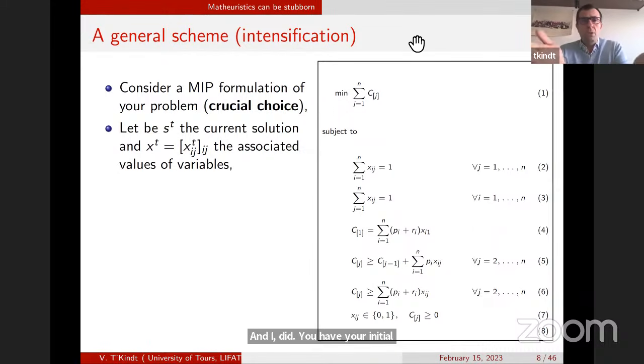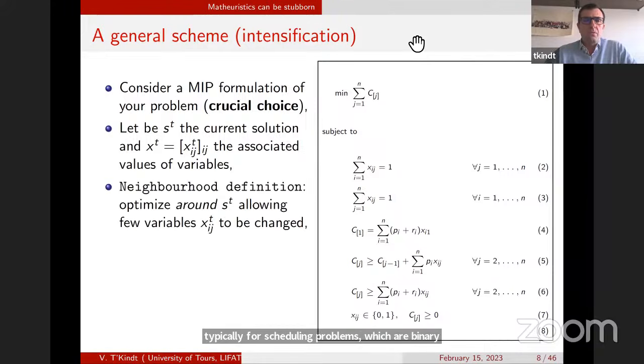And you have your initial iteration and your initial solution. At a given iteration, you have solution ST. To ST, we associate the variables xt, which, typically for scheduling problems, are binary variables. And from these variables, you have to define the notion of neighborhood. And finally, what you would like to do is to optimize around ST, allowing a few variables xig to be changed. And you measure the number of changes in terms of these binary variables.